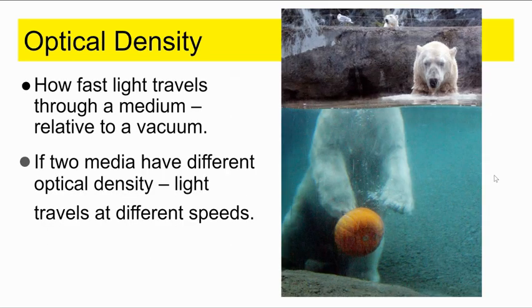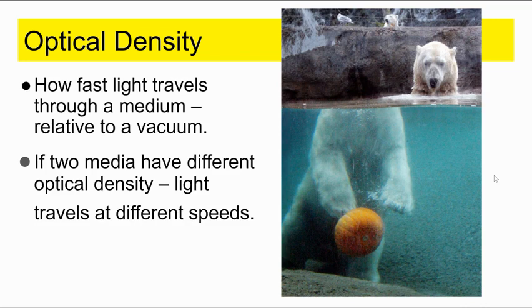Optical density is how fast light travels through a medium relative to a vacuum. And so if two different media, like air and acrylic, have different optical densities, the light will travel at different speeds. And that change in speed is the refraction or the bending that you see of the light ray.